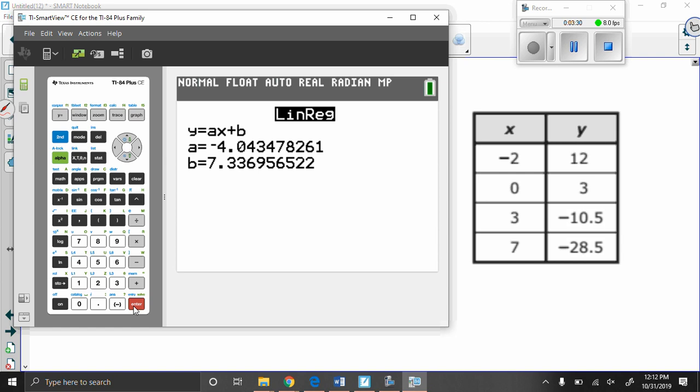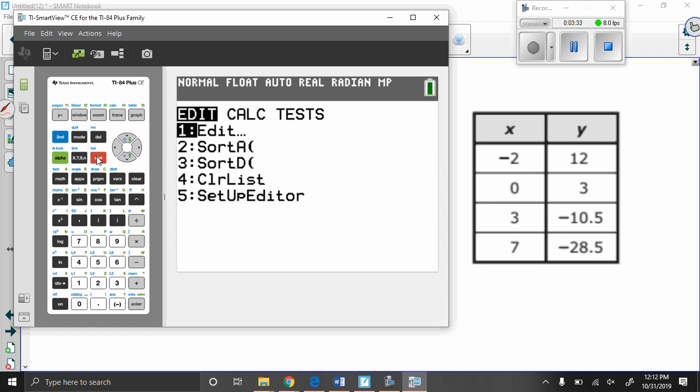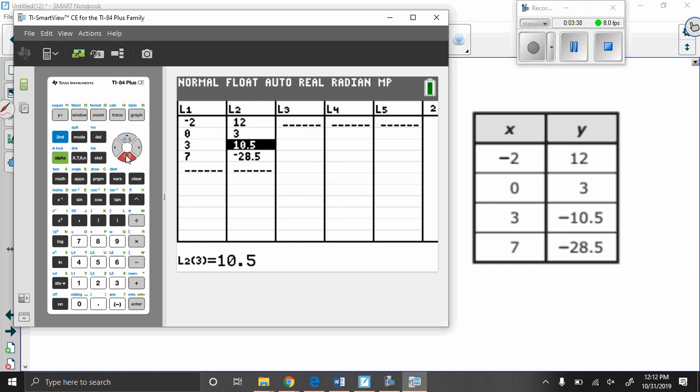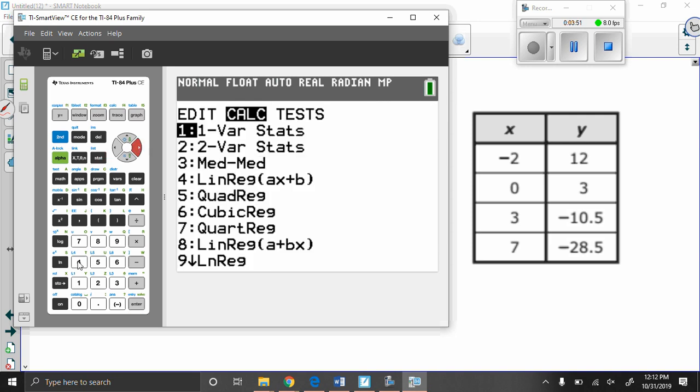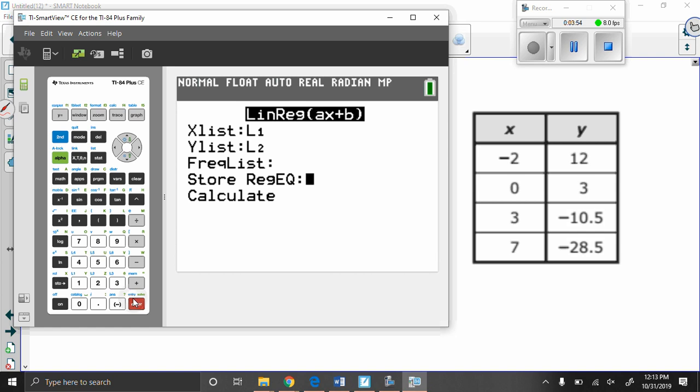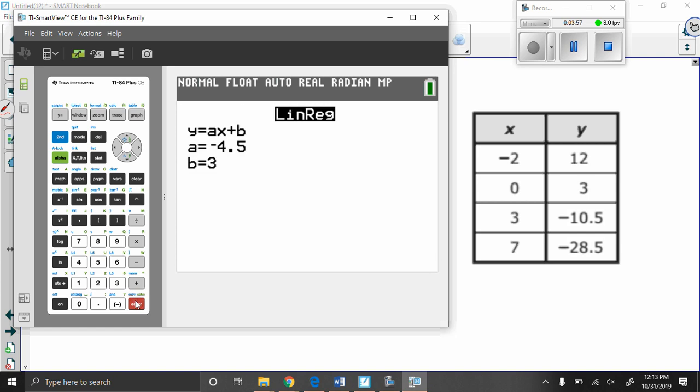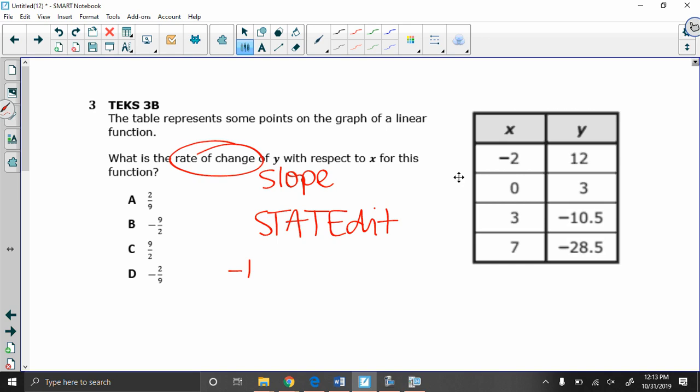Alright, give me just a second. I must have entered a number in wrong, so it didn't give me the correct answer. Right here, at 10.5, I should have entered negative 10.5. So we're still going to do the same steps. Go to stat, calc, number 4, and press enter 5 times until we get an answer that looks similar to this. So we're looking for the slope, which is a, which is -4.5.